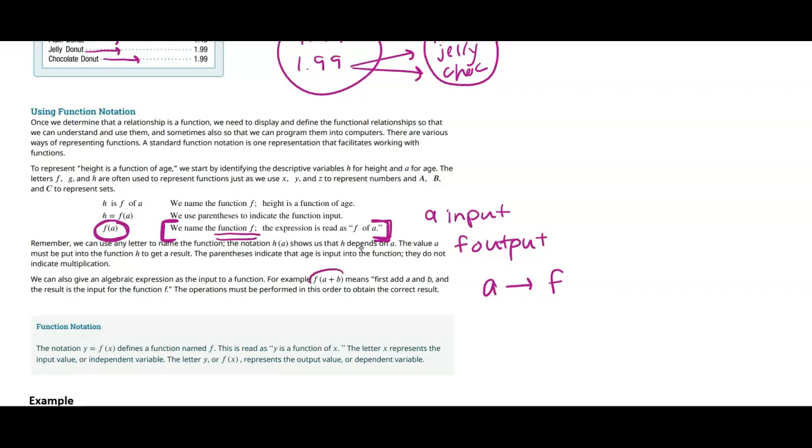If you have something inside your function relation, then we need to use order of operations here. First, add a and b, then apply the function f. You can also think of the function f as an operator, where you have an input and then an output.